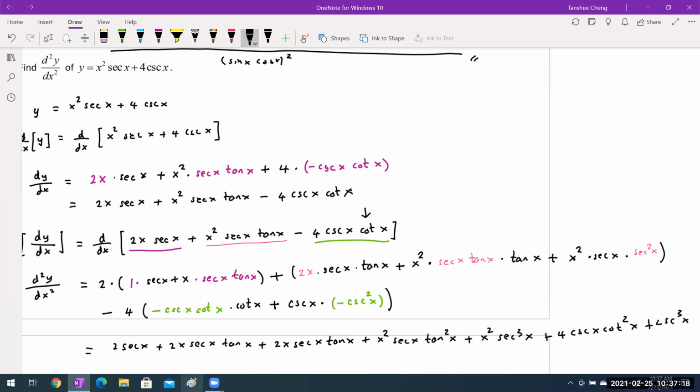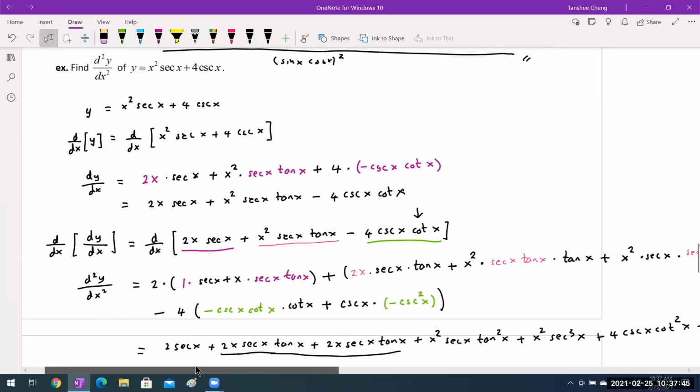So the only thing that I can combine as like terms is these two, right? Which will give us 4x secant x tangent x. And then the rest, it will be as it is. You cannot do much, right? So that would be my final answer after you combine those two terms.